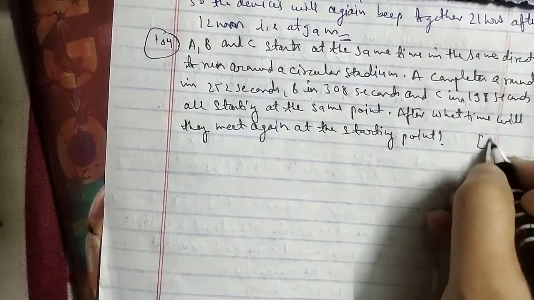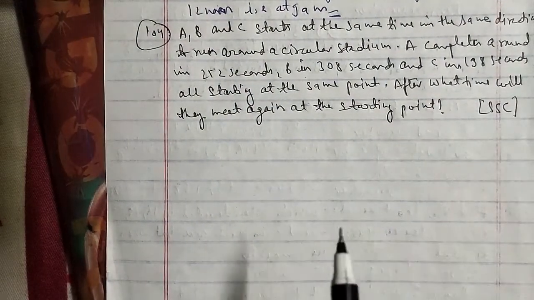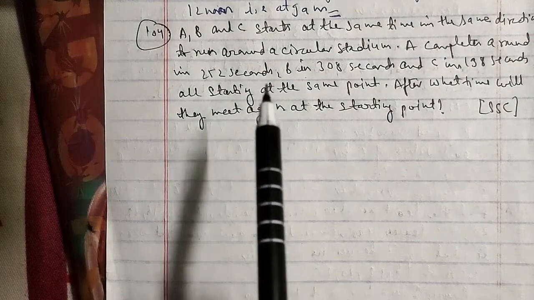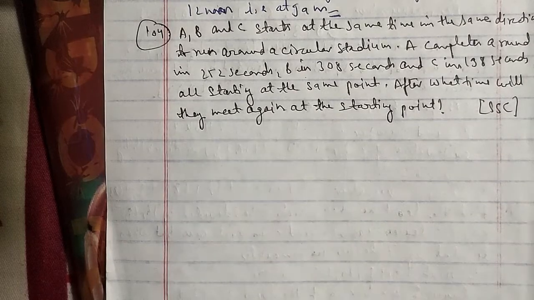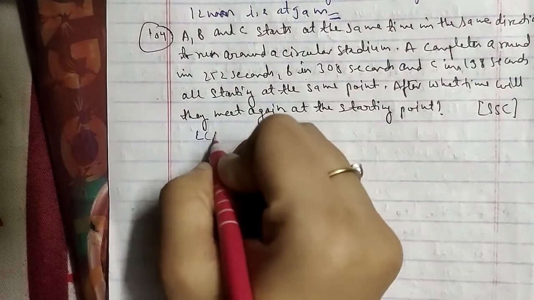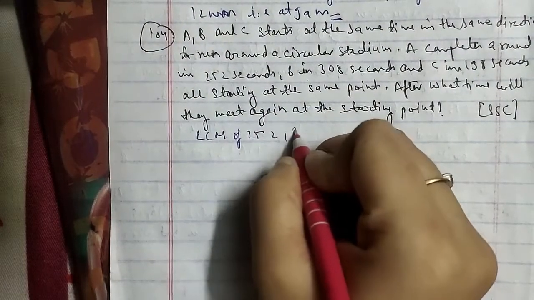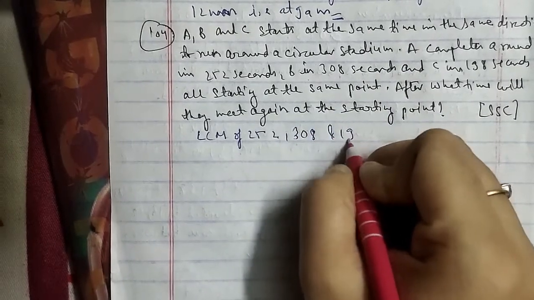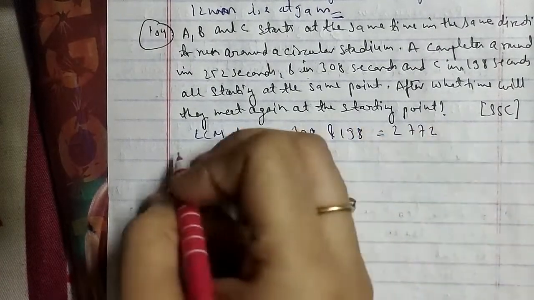That has been asked in an SSC examination paper. The options, as I told you, are 26 minutes 18 seconds, 42 minutes 36 seconds, 45 minutes, and 46 minutes 12 seconds. So let's go ahead with the question. We have to find the LCM of 252, 308 and 198, which is equal to 2772.